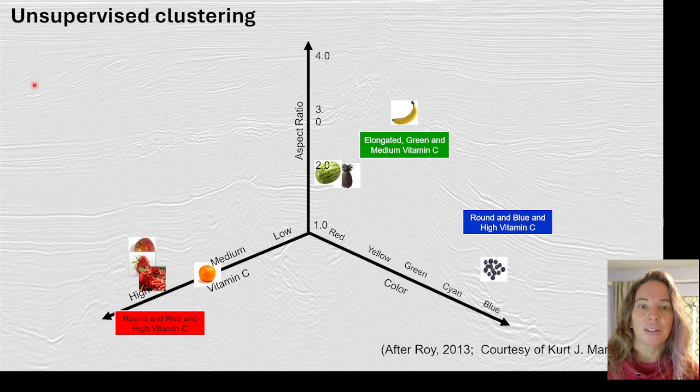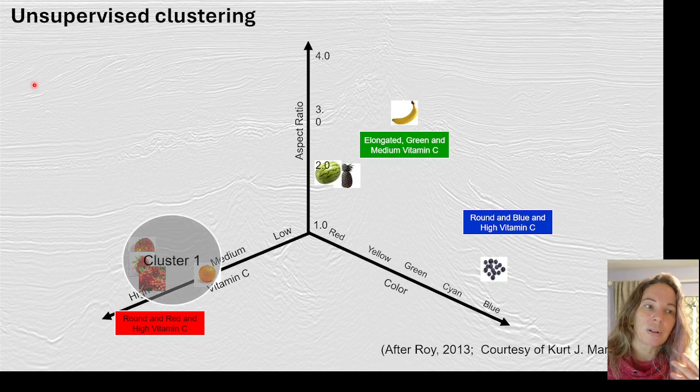Another method of unsupervised clustering that I'm going to show you next is self-organizing maps. I like this analogy for further explaining unsupervised clustering because it's easy to understand, because we're talking about fruit. In this case, we have 3 attributes of the fruit. We have the vitamin C content, the aspect ratio, so is it a round fruit or a long fruit, like a banana? And then the color of the skin, so the frequency of the skin. So those are 3 attributes.